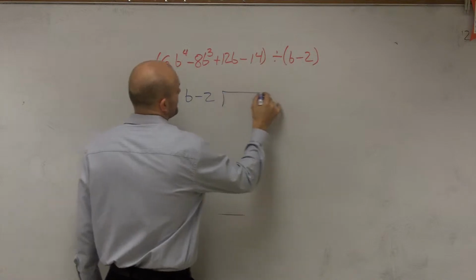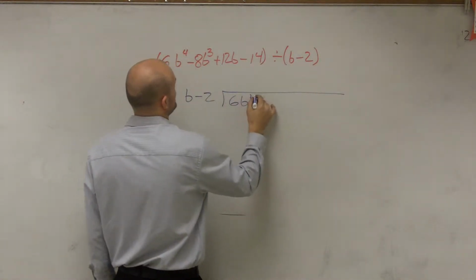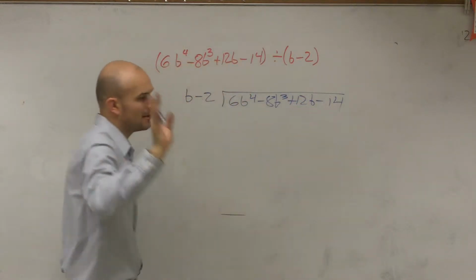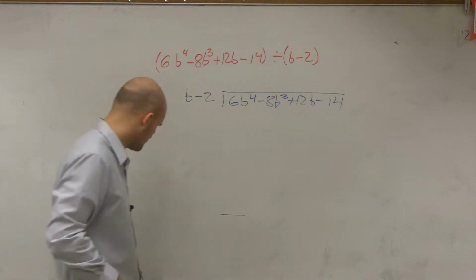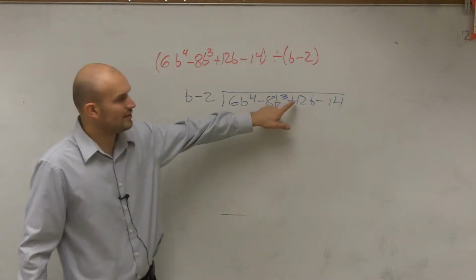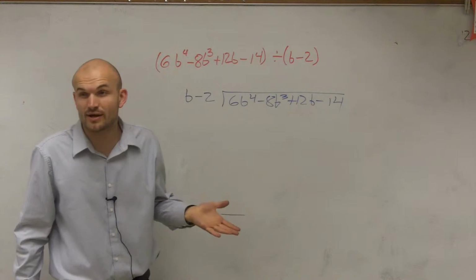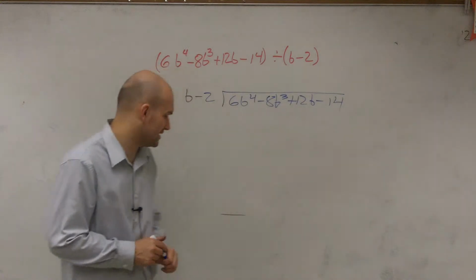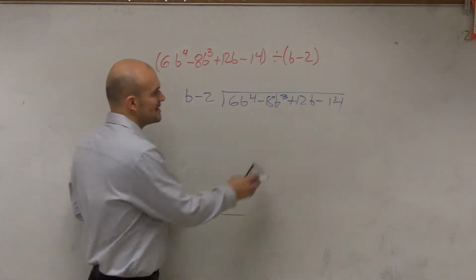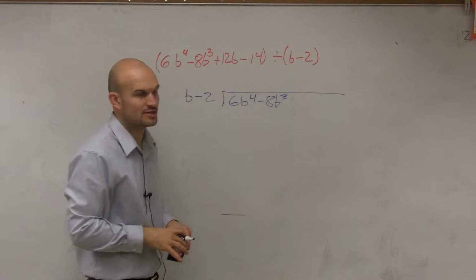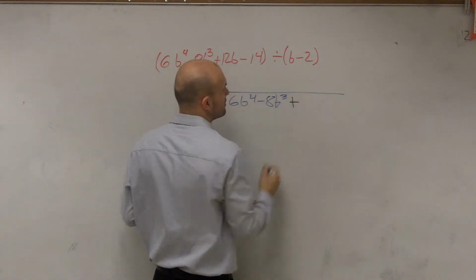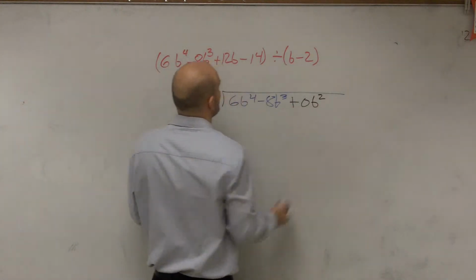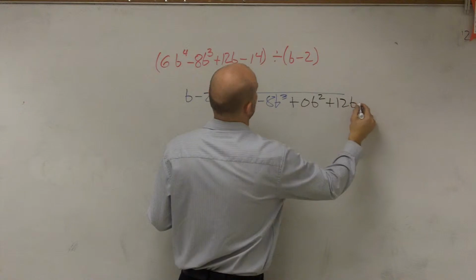b minus 2 divided by 6b to the fourth minus 8b cubed plus 12b minus 14. Okay, now, there is a little trick that, if you guys notice, we don't have a cubed, do we? Oh, I'm sorry, we don't have a squared, right? So sometimes it's very helpful, and since we're still learning this, I'm going to do it for this problem. Sometimes it's very helpful to put in a squared for that term. So what term will we put? What coefficient should we use? Yes? 0. Very good. b squared plus 12b minus 14.